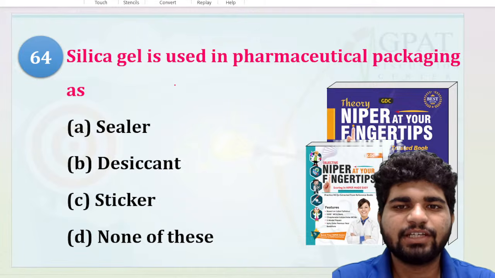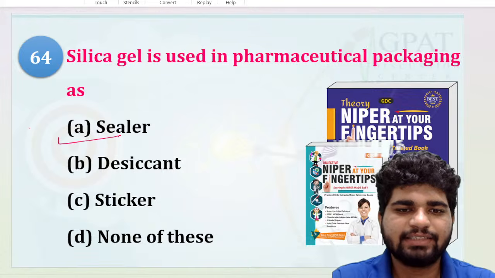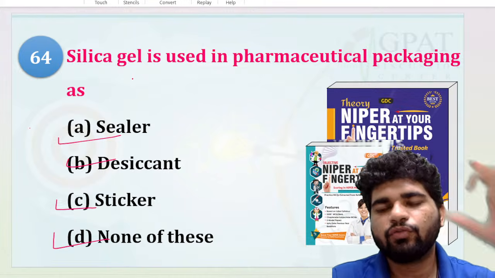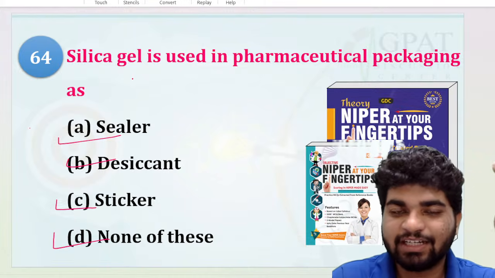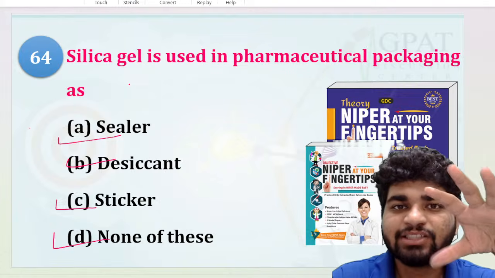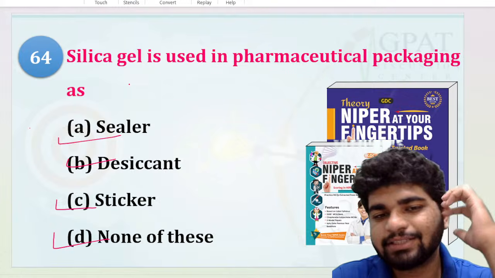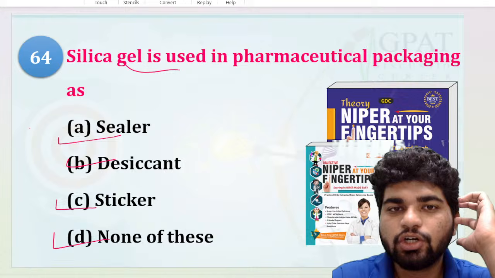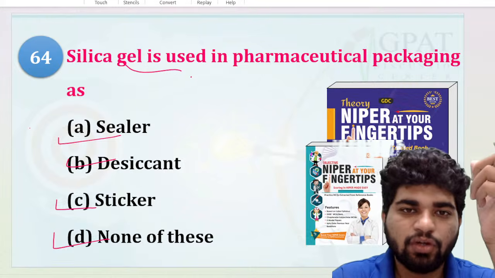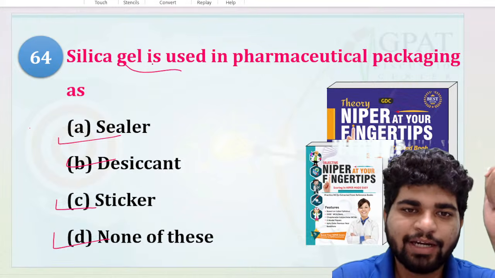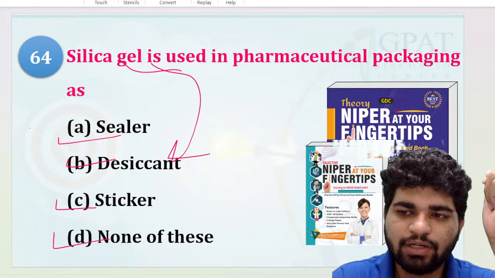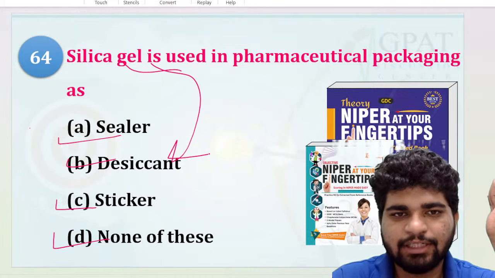Now, silica gel is useful in pharmaceutical packaging as a sealer, desiccant, sticker, or none of these. You know that silica gel would be present in any of the containers. Not only in pharmaceutical packaging, but in different packaging also, silica gel is found to absorb the humidity, to absorb the moisture content, right? So that is why desiccant is going to be your correct answer, right?